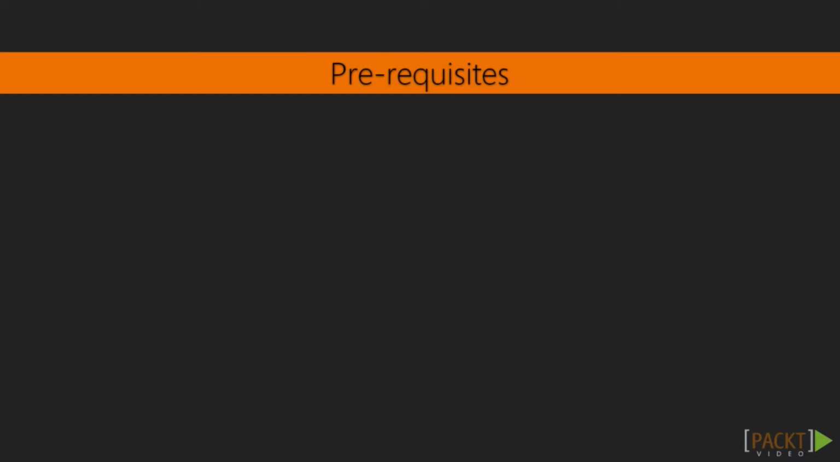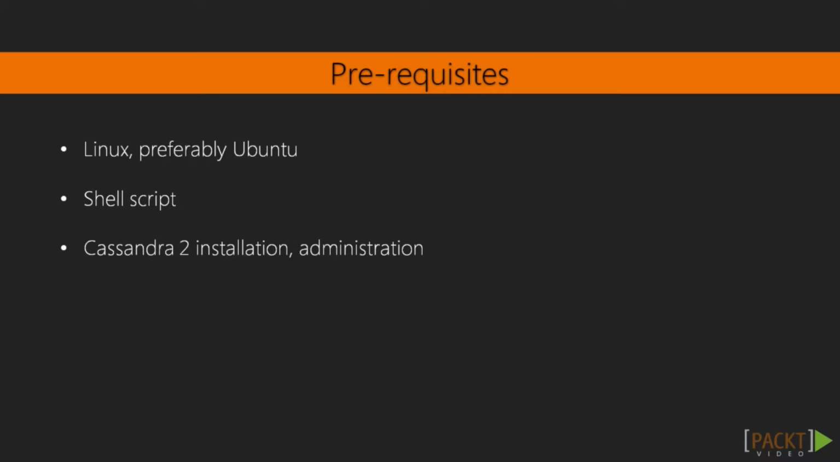A few prerequisites are nice to have to get the most out of the course. We'll primarily use Linux as the operating system, but Ubuntu is the preferred one. Knowing how to write simple shell script is highly beneficial. The installation and administration of Cassandra are assumed to be done and won't be covered in this course. Also, this course is for Cassandra 2.0 or above.